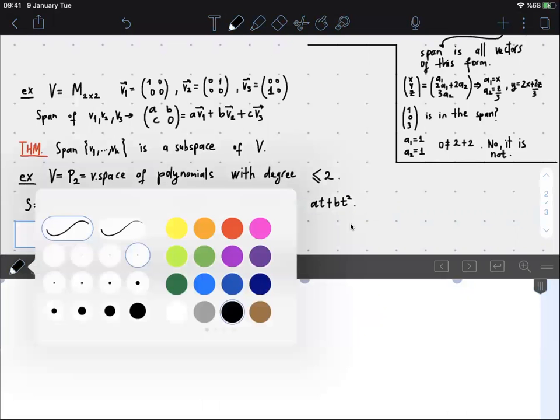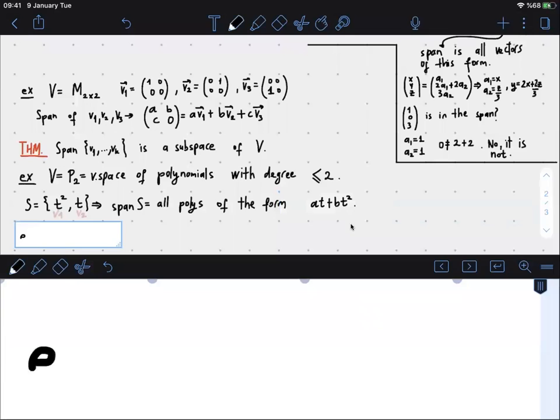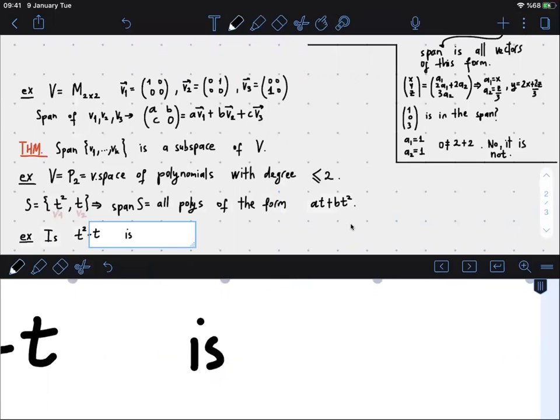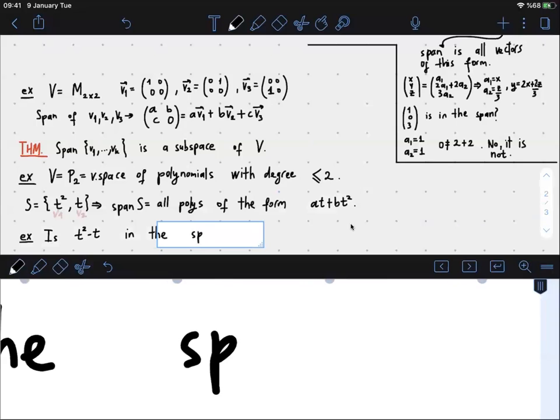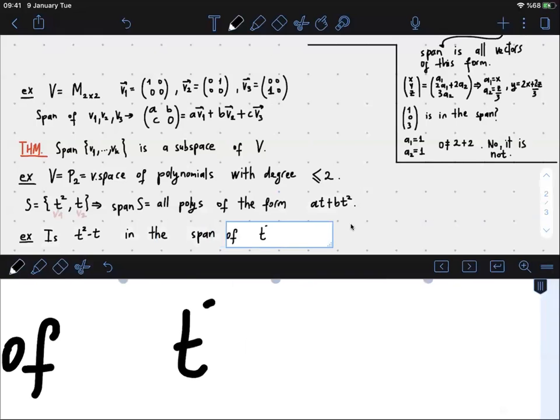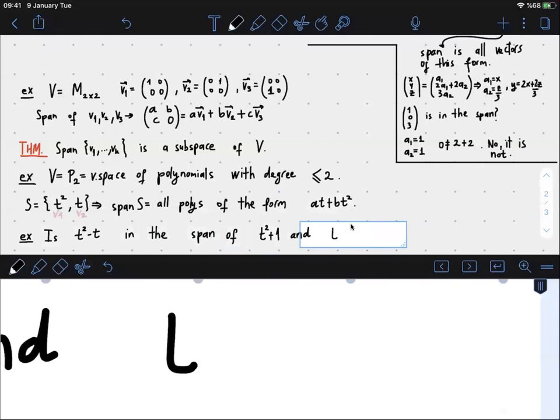So let me give another example. Is t squared minus t in the span of, I don't know, t squared plus 1 and t minus 1? Maybe. Yeah, let's look at this one.